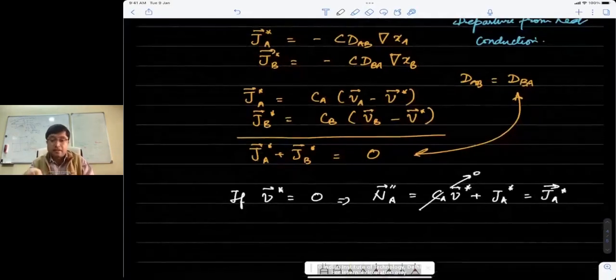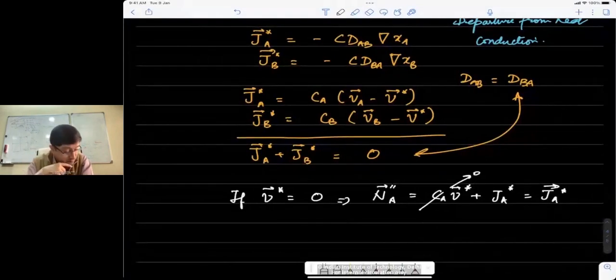And so basically the total flux then is only because of a diffusive part. In these scenarios, when the total flux is only the diffusive flux and the mixture average velocity is 0, in those scenarios we get complete analogy between diffusive mass transfer and heat conduction, or diffusive heat transfer, if you want to say it.